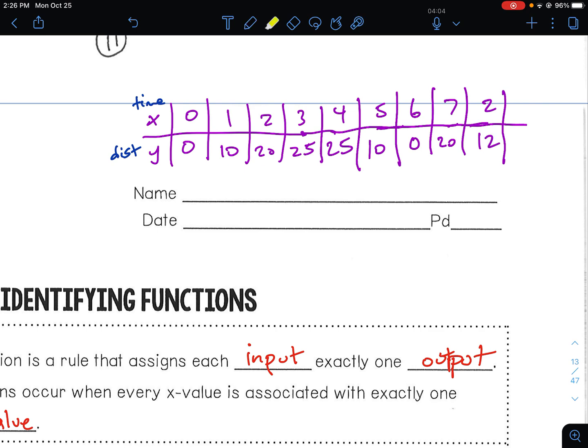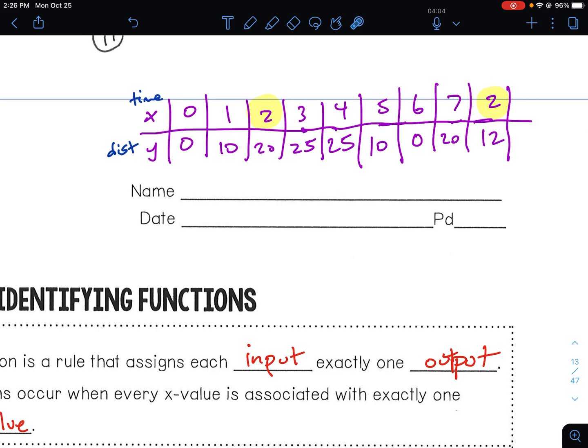Well, take a look. We have, what we said is if you have a repeating x value. So we have a 2 right here and a 2 right there. X is 2 over here and it's 2 over there. And according to this story, these points are saying that at 2 minutes, he was 20 meters away from home, but at 2 minutes, he was also 12 meters away from home. Is that possible, to be 20 meters and 12 meters away from home? No, it's not possible. It's like he's going back in time and going to 2 different places.